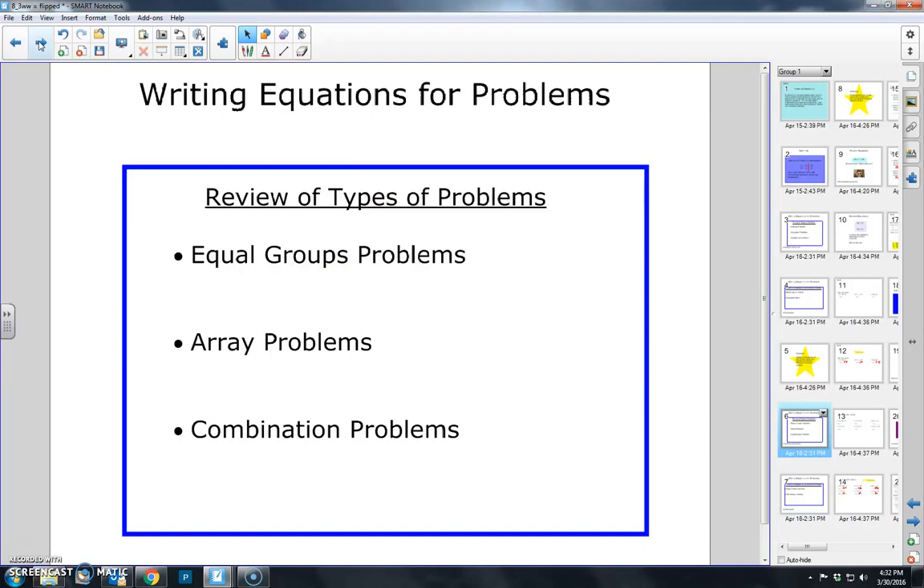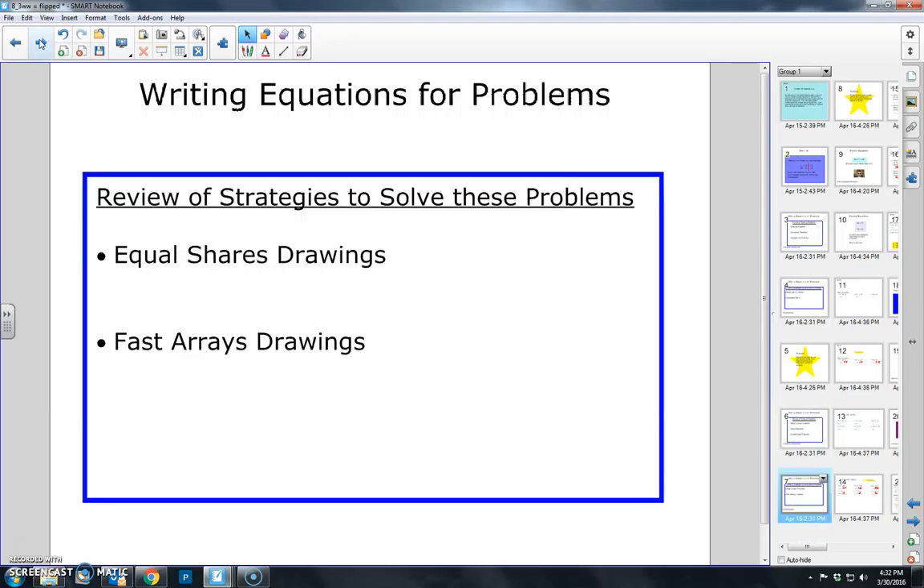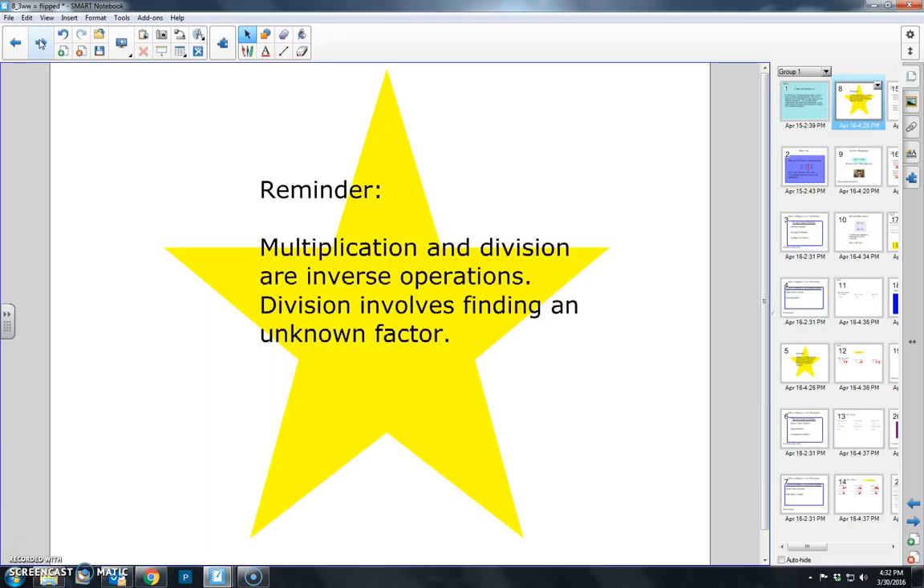Here are some equal group, array, and combination problems. You've had those this year, last year, and in 3rd grade. We've had equal share drawings and array drawings. And if you think about multiplication and division, it's the same thing: 3 times 4 equals 12, but also 12 divided by 3 equals 4.